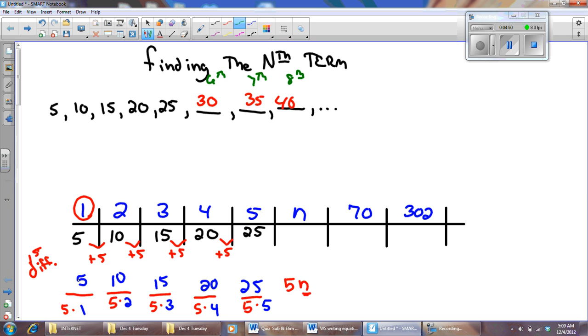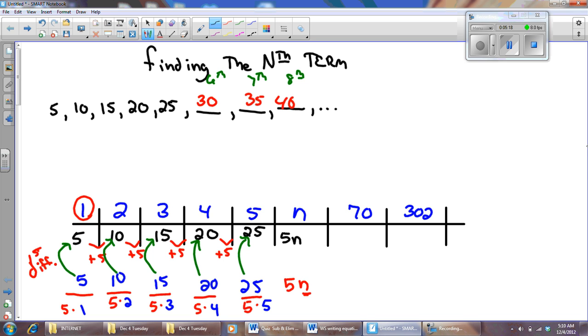I'm going to compare the ones on these little dashes to the original ones. 5 and 5, they match perfectly, don't they? 10 and 10, they match perfectly. 15 and 15, 20 and 20, 25 and 25. If they match perfectly, then I know that my nth term is 5n. Now most of them won't match perfectly, but that's okay. I'll show you what to do in that case.